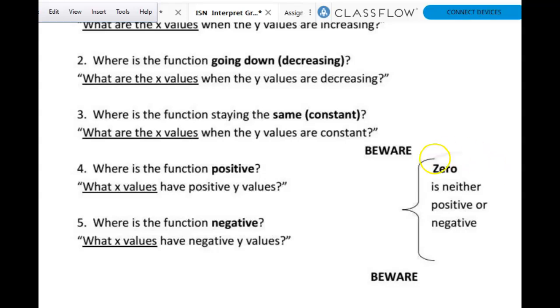The one thing before I go on, y'all, 0 is not positive or negative. 0 is not positive or negative. If it's on the x-axis, it's not going to count as positive or negative. So here's how this is going to work, y'all.